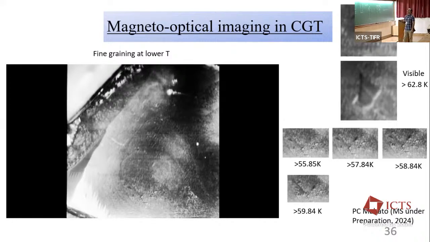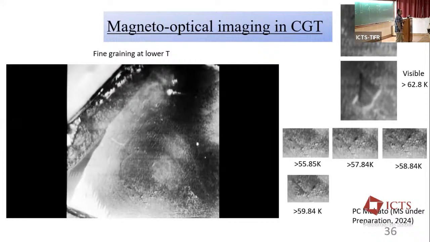So this is one piece of CGT, and you can see that this piece of CGT is almost monodomain, and this edge is bright and this edge is dark. So it has a magnetization which is in plane, and the demagnetizing fields are pointing out of the plane, which is bright, and this is the dark region where they are going in. So we can see a domain structure, and then as you go to lower temperature, suddenly they disappear.